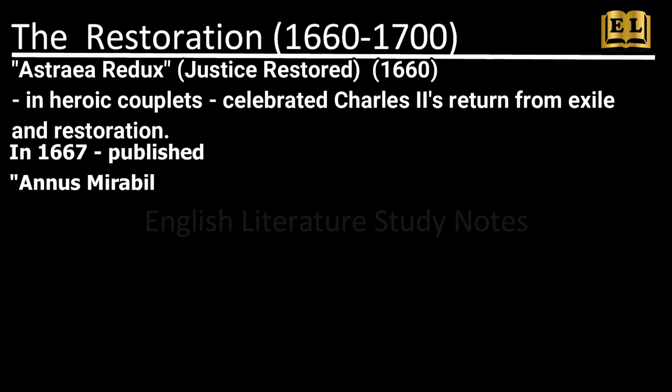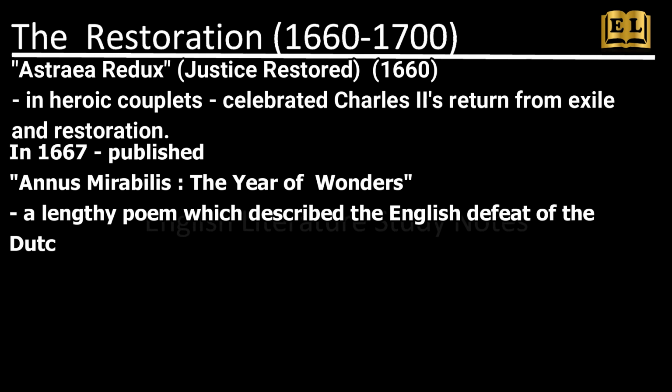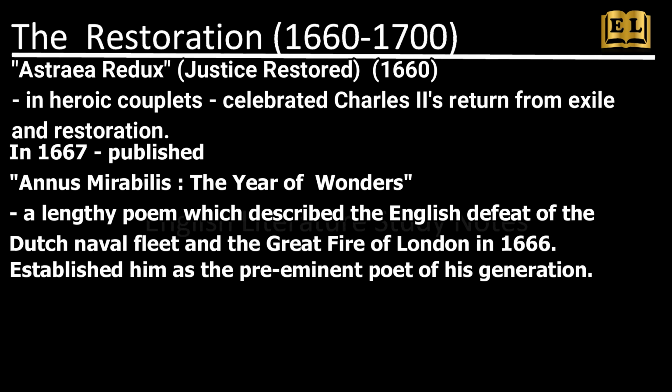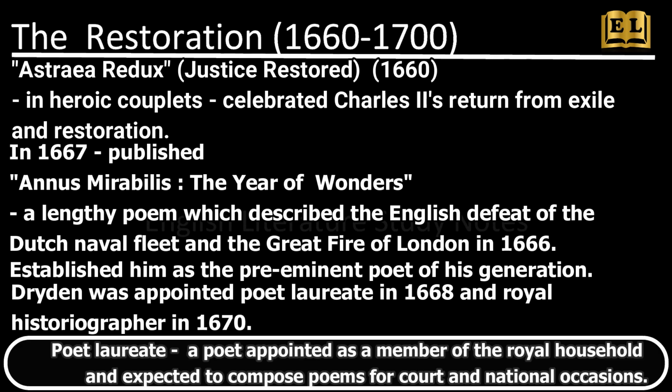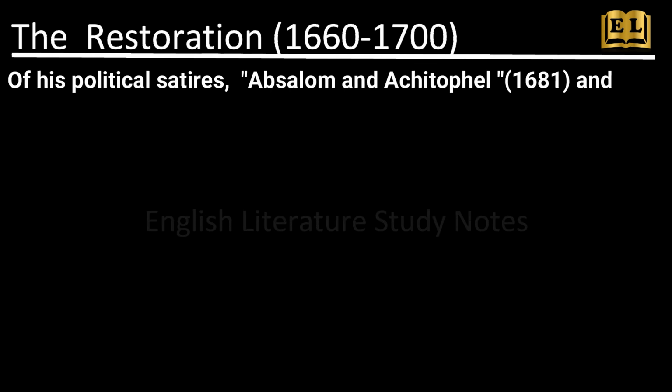In 1667, he published Annus Mirabilis, the Year of Wonders, a lengthy poem which described the English defeat of the Dutch naval fleet and the Great Fire of London in 1666. It established him as the preeminent poet of his generation. Dryden was appointed Poet Laureate in 1668 and Royal Historiographer in 1670. Of his political satires, Absalom and Achitophel and The Medal are well known.